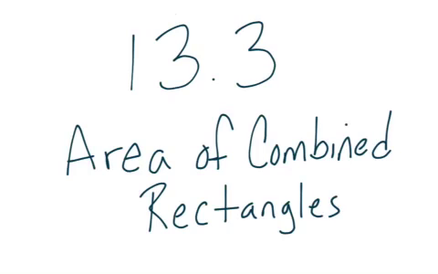Let's take a look at 13.3, which is talking about the area of combined rectangles. Now this is probably the trickiest lesson in chapter 13 because we have multiple steps that we have to follow. It's not just find the area. We're going to have to do some addition or some subtraction in order to find the area of these combined rectangles. Let's take a look at what we're looking at.